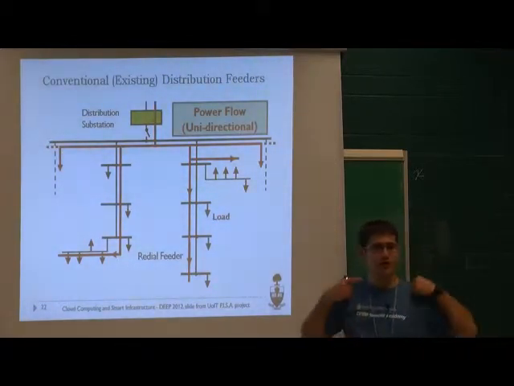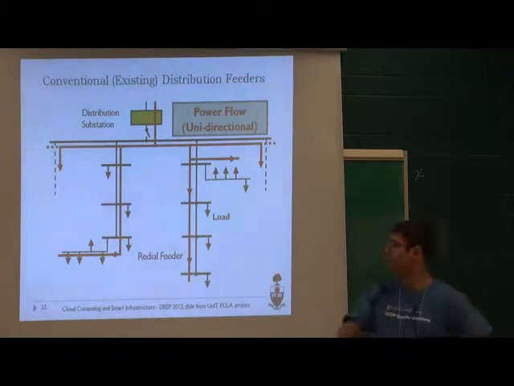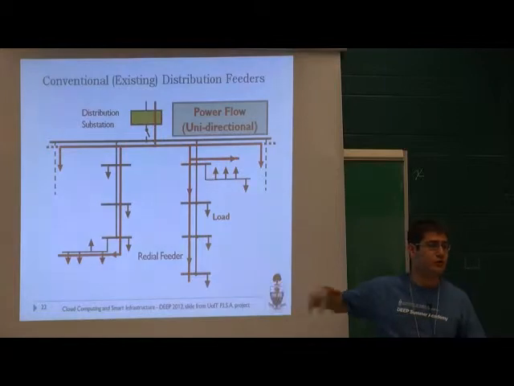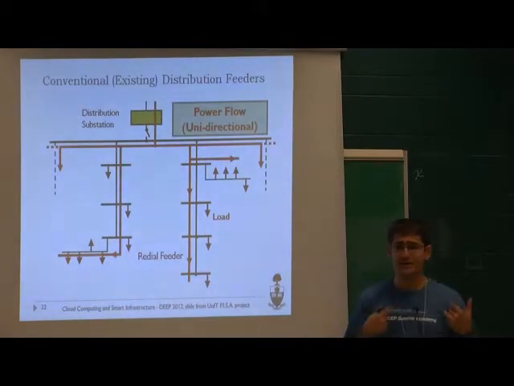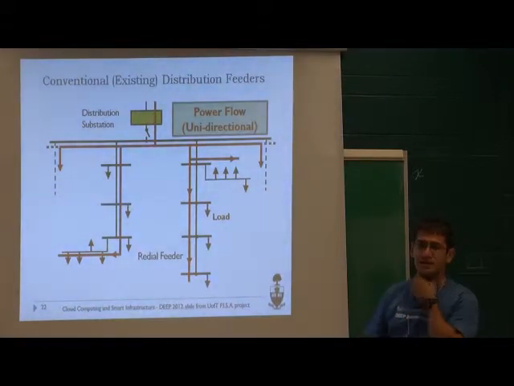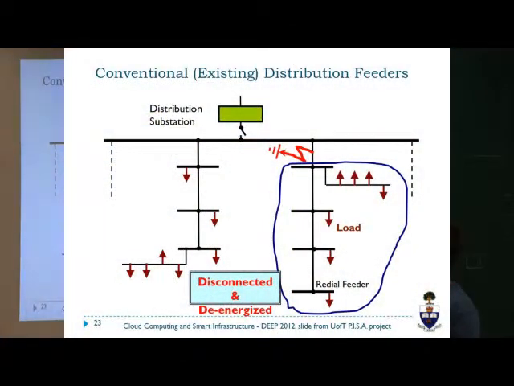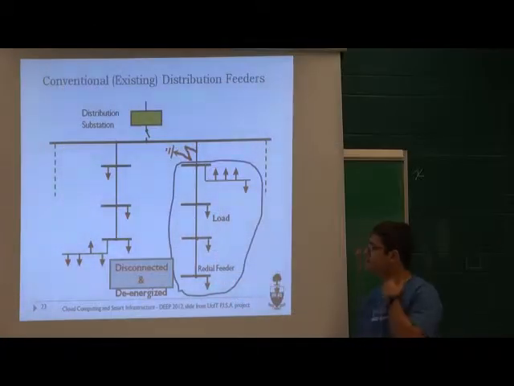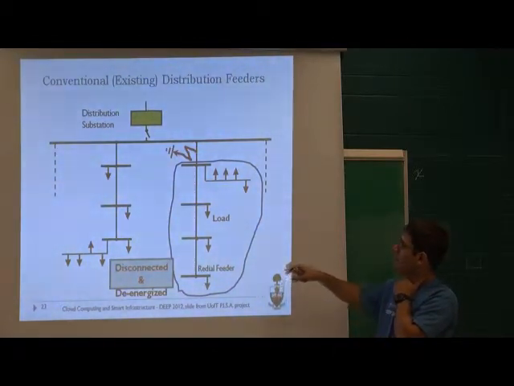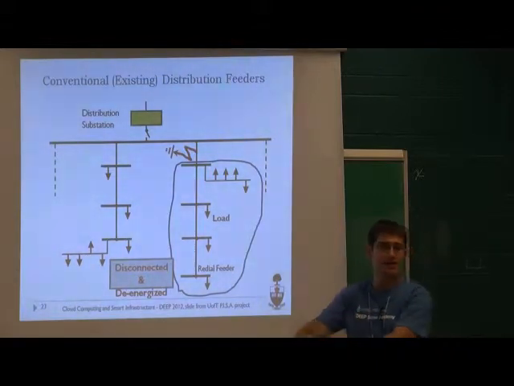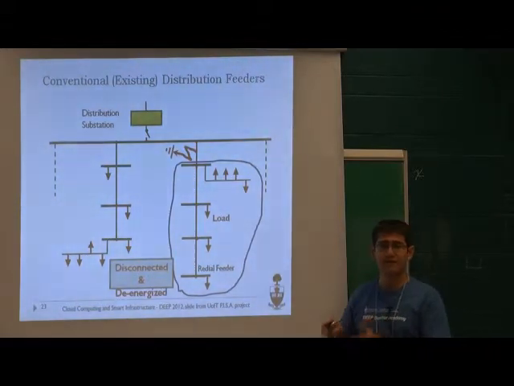And you're generating, you're converting, you're sending, and then you're using, but you don't know what is happening here. You don't know what is being used when. You're not getting that information in real time. So this is the existing distribution feeder. Now, the problem here is this is disconnected and de-energized. So you don't know what is happening, and there could be a fault here, and then it's going to take a lot of time to figure out where the fault is, and that is how things are now.